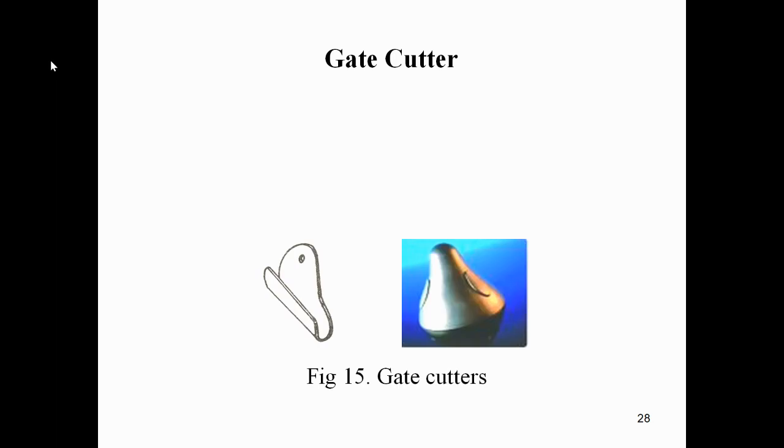So next topic is a gate cutter. Here we can see some of the diagrams of a gate cutter. All these components are very small. Okay, recognize all the components.